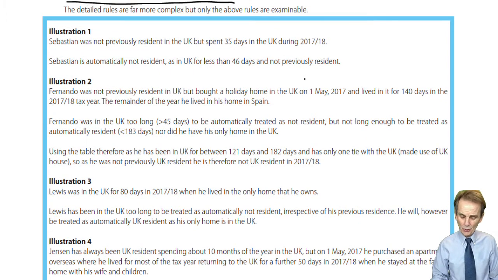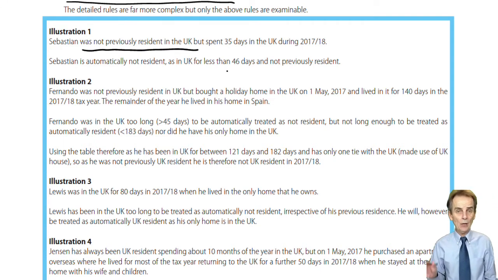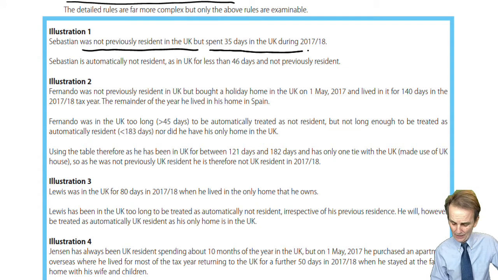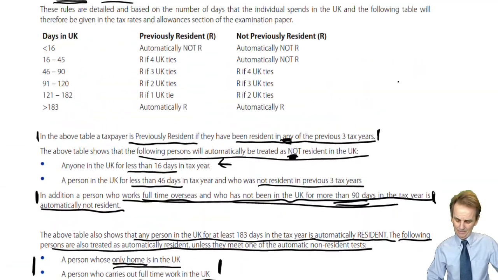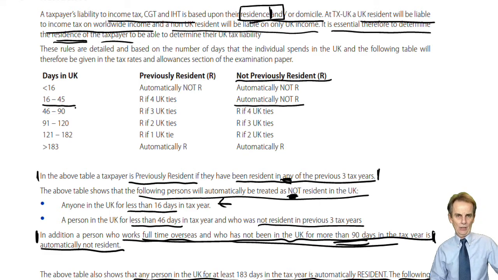Okay, Sebastian was not previously resident in the UK. So now we know which particular column we're looking at, the not previously resident column. So how many days were then spent in the UK? He spent 35 days in the UK during our tax year. For someone who was not previously resident in the UK, for them to qualify as automatically not UK resident, let's go back to that table. There we go, not previously resident. You're automatically not resident if up to 45 days in the UK.